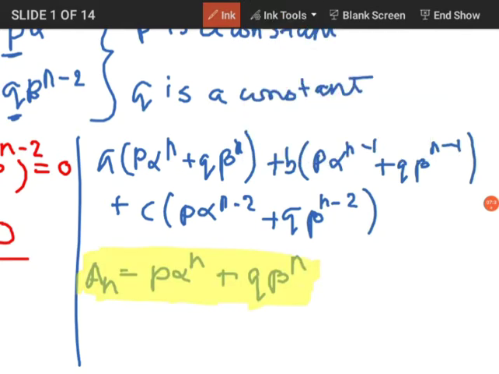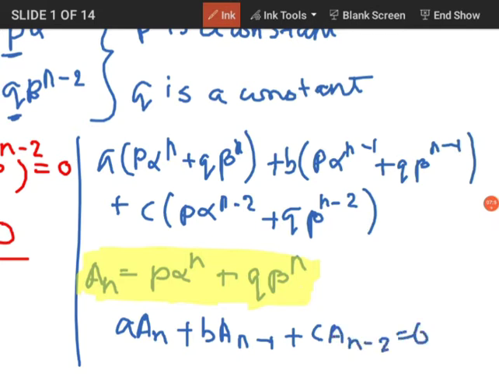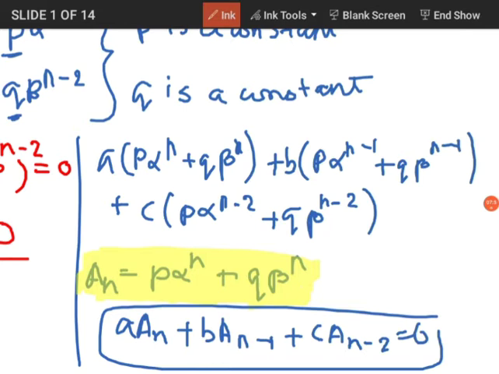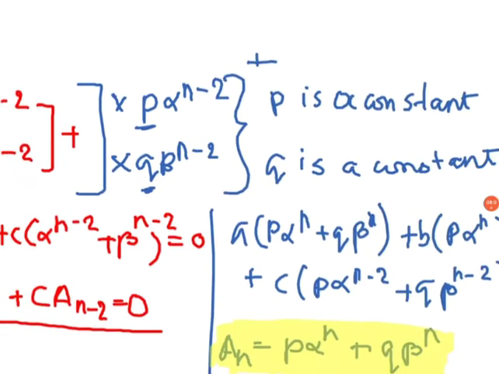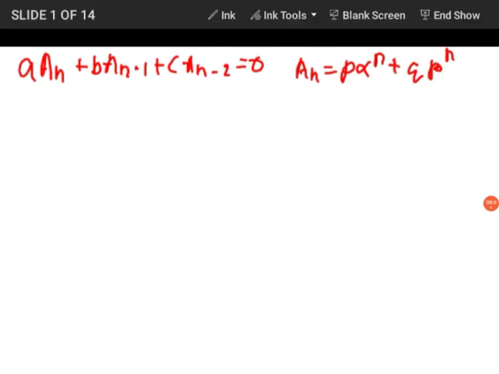Now finally we can write our equation as a multiplied by an plus b multiplied by an minus 1 plus c multiplied by an minus 2 equals 0. Again the same, just we have a p and q extra. This is our new modified Newton sum. Okay, so this is our Newton sum. Now let us practice a few questions.